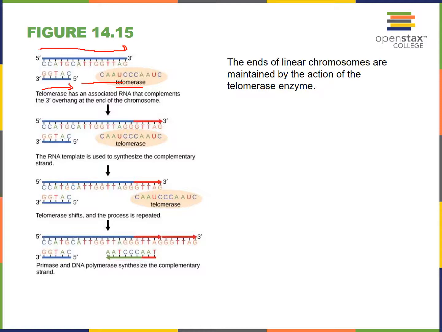And basically, telomerase has an RNA component that can provide a template to repair telomeres. So that's what the rest of this thing is showing. It's just showing that telomerase can act as a template to repair telomeres. And the sequence for telomere in humans is TTAGGG.